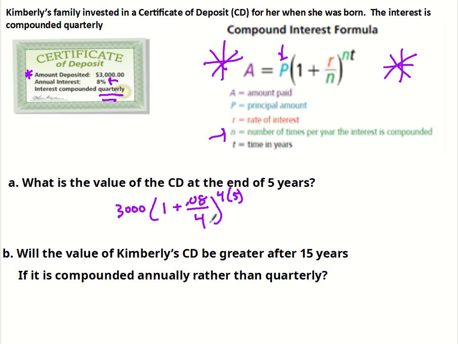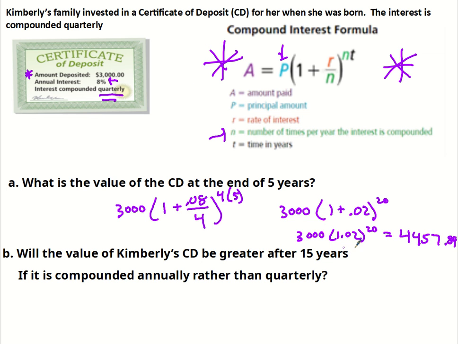Here's my formula. Again, we'll use a calculator to do that 0.08 divided by 4, which is 0.02. So I have 3,000 times 1 plus 0.02, compounded 20 times. So again, it's an exponential growth function. And then there's my value that I'm going to multiply within my calculator. I'm going to do 1.02 to the 20th power, and then I'm going to multiply that by 3,000.